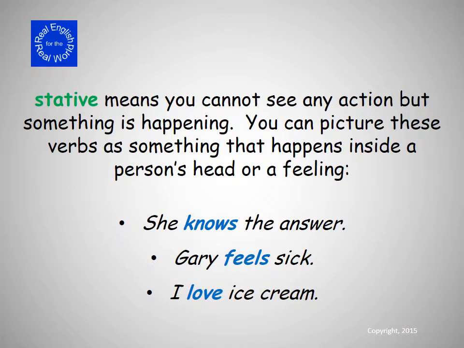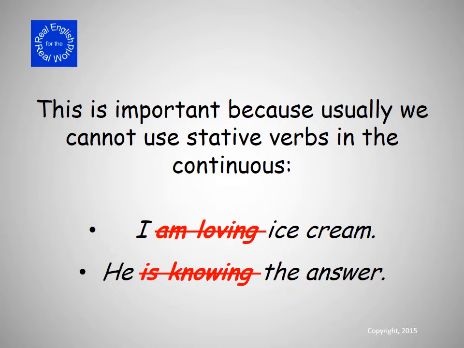Stative means you cannot see any action, but something is happening. You can picture these verbs as something that happens inside a person's head, or a feeling. She knows the answer. Gary feels sick. I love ice cream. This is important because usually we cannot use stative verbs in the continuous.